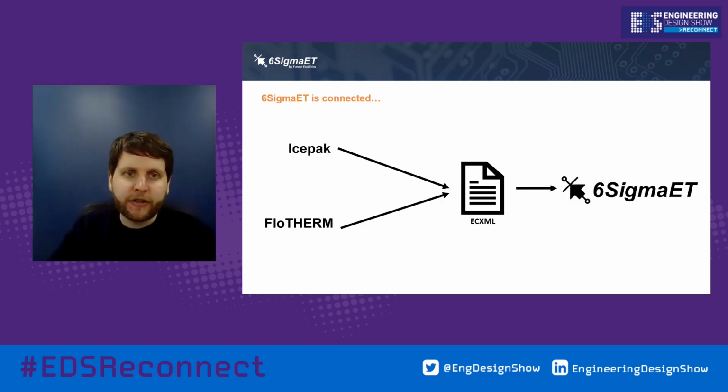Just a quick note for people who are already thermal simulation users and might use Icepak or Flotherm. We know that having access to your old models is important. So you can now transfer models from Icepak and Flotherm to 6Sigma ET via the ECXML file format, which means transitioning to 6Sigma ET is a much easier process.